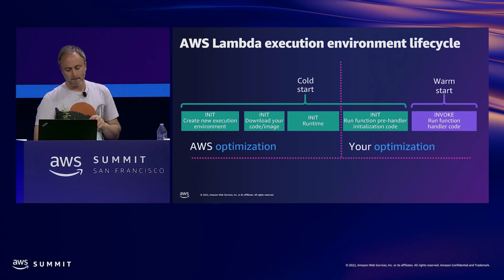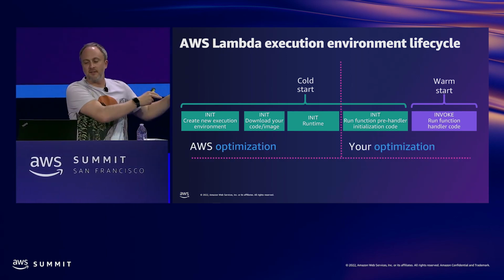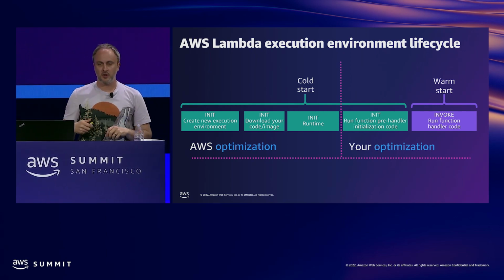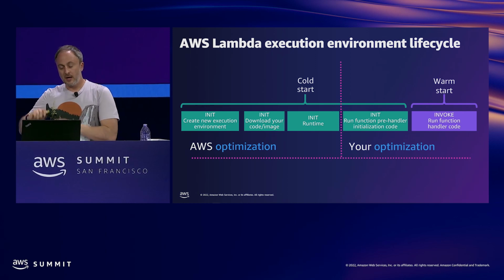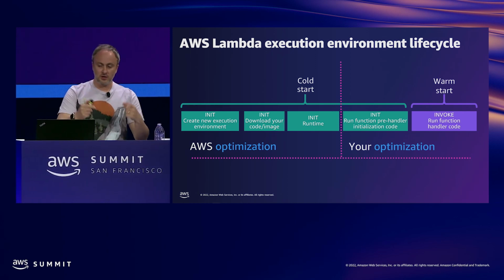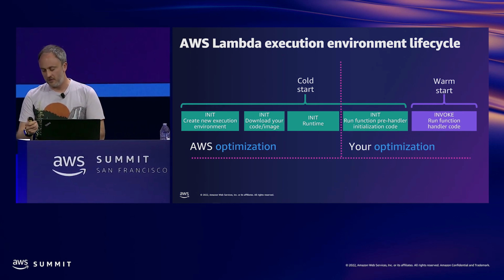function handler. Now, everything on the left-hand side of that pink line is what AWS is constantly working on to speed up and improve and optimize. Everything on the right-hand side, there's things that you can do and you have control of to optimize and improve.